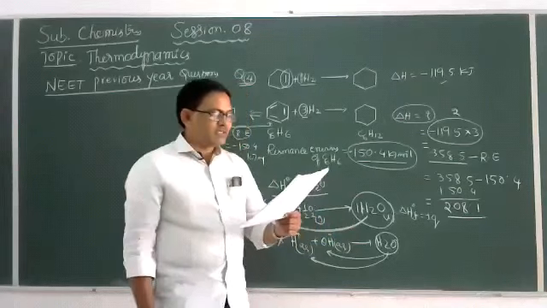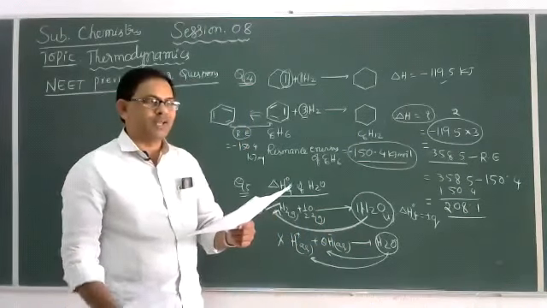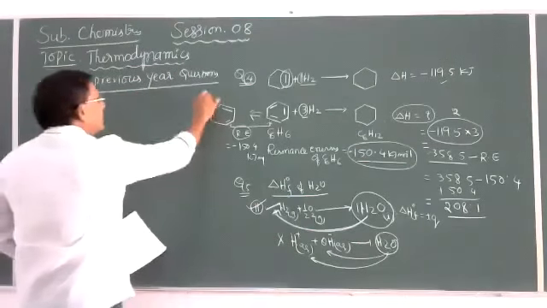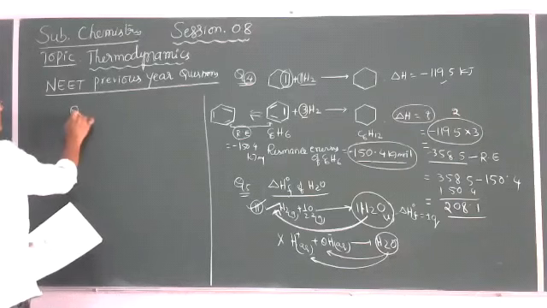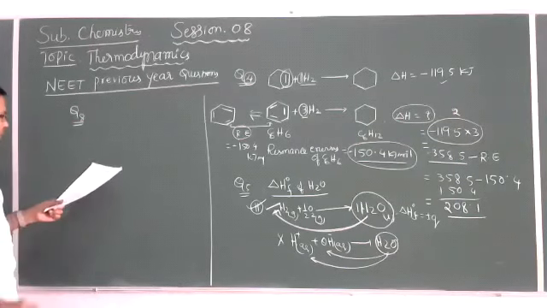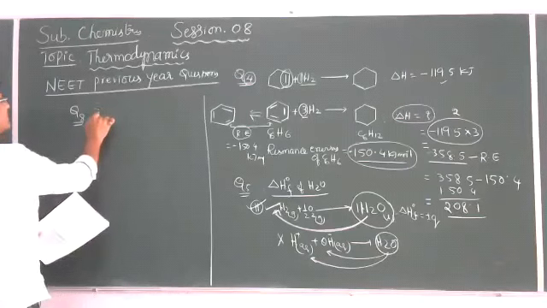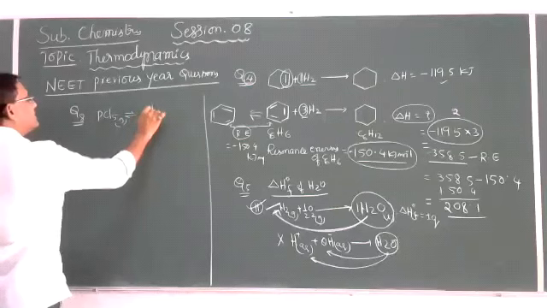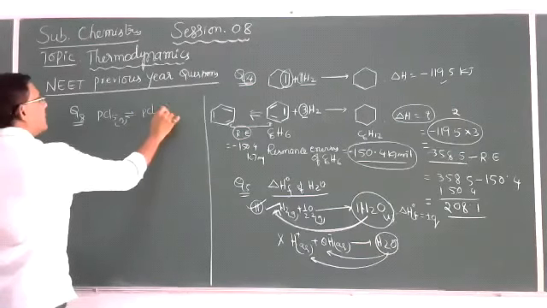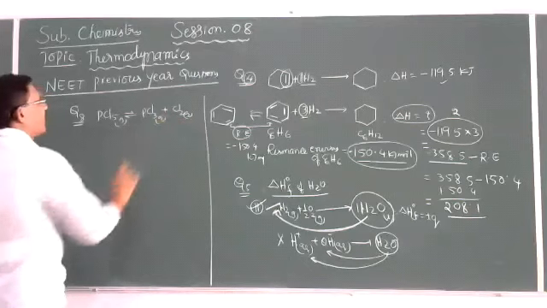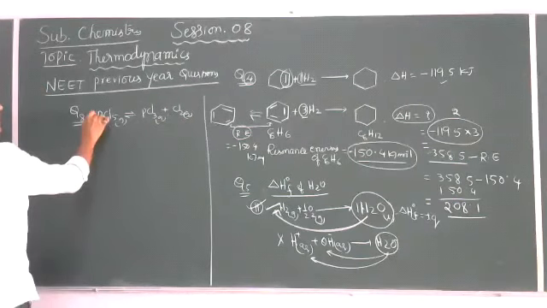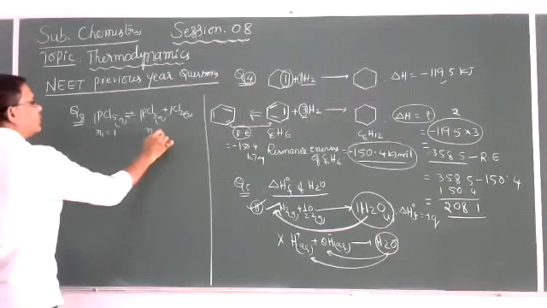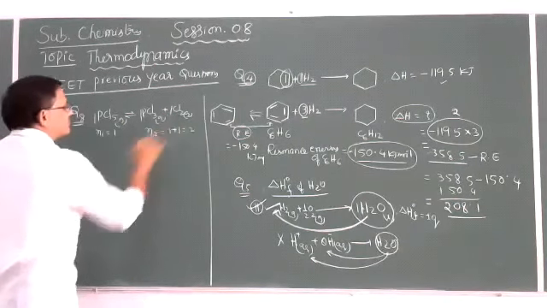Next, questions 6 and 7 were already explained while explaining bond energies. Question number 8: one chemical reaction is given, that is PCl5 gas gives rise to PCl3 gas plus Cl2 gas. Here 1 mole, 1 mole, 1 mole, so n1 gas is equal to 1, n2 gas is equal to 1 plus 1, 2.